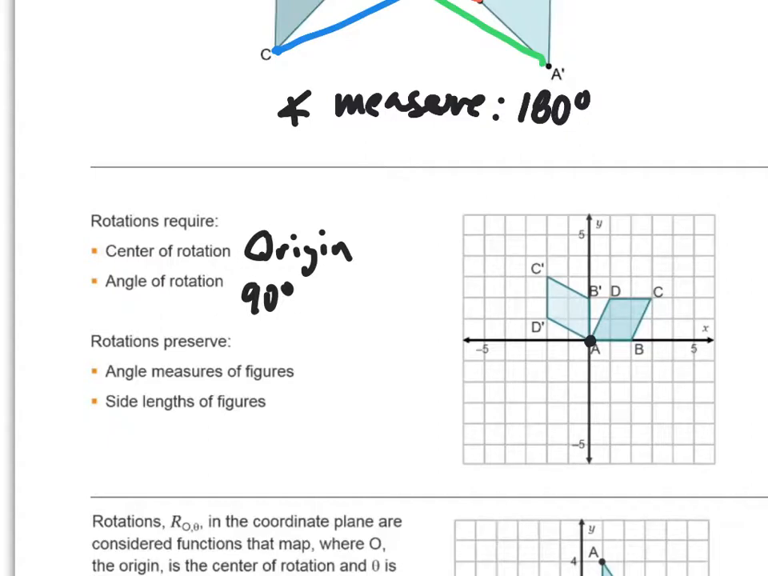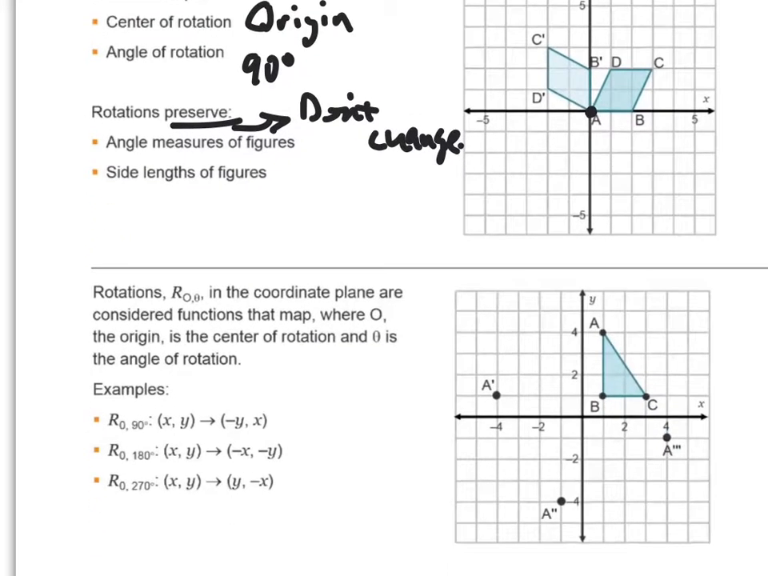Now, the cool thing about rotations is that we preserve angle measures. Remember, preserve means things that don't change. They stay the same. So the angle measures of those figures don't change, and the side lengths remain the same. And so now, here's what I've got.